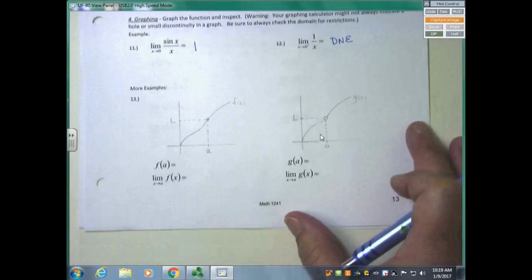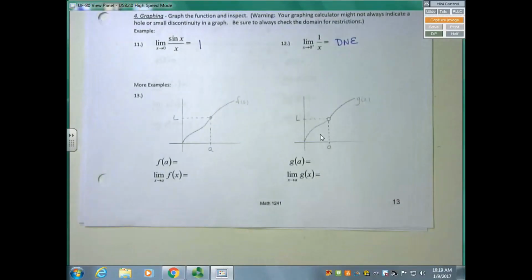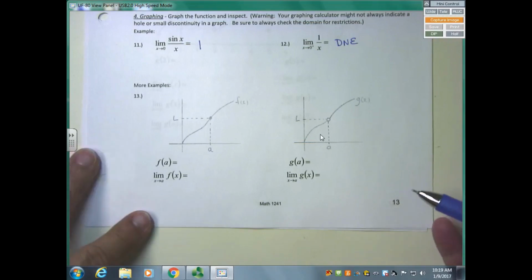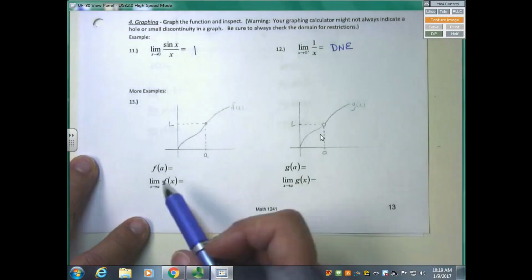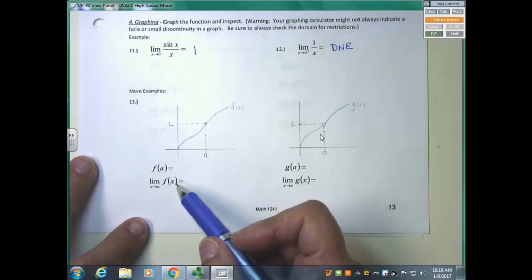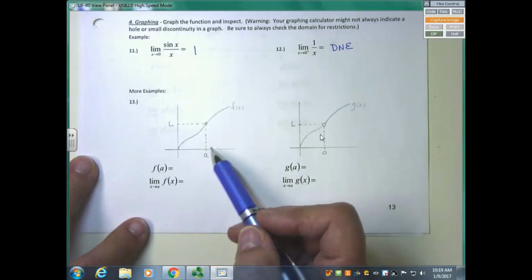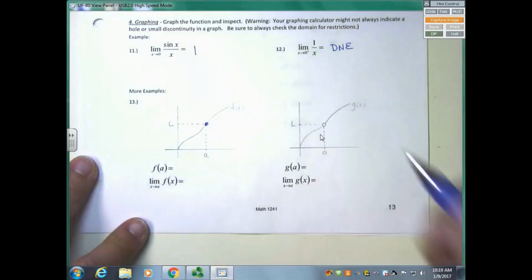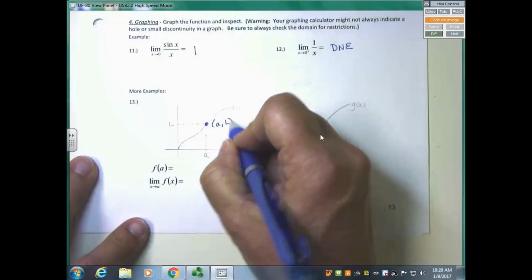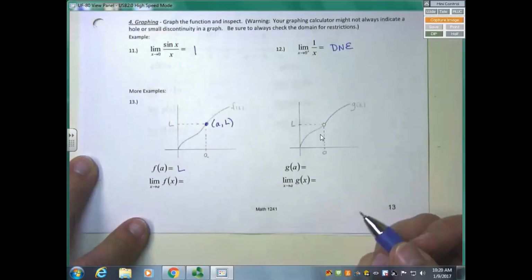Now, we've got a couple other examples on here that we want to look at graphically. Make sure you understand what a limit is doing. Remember, function values are one thing, limits are a different thing. Sometimes they're the same, sometimes they're not. They both are y values, but they're a little bit different. If we look at this picture and we want to know what f of a is, that's the y value. What is the y value when x is a? Here's the ordered pair, so that would be the point (a, L). So the function value is L.